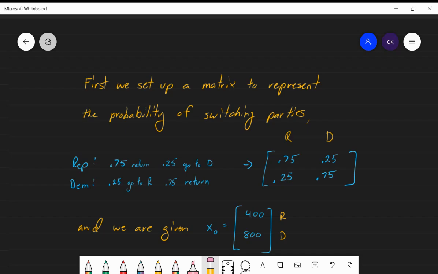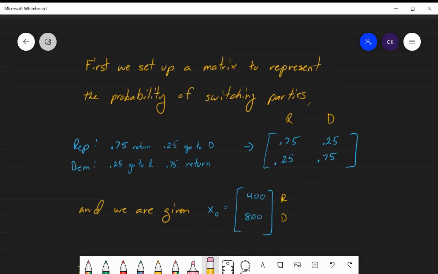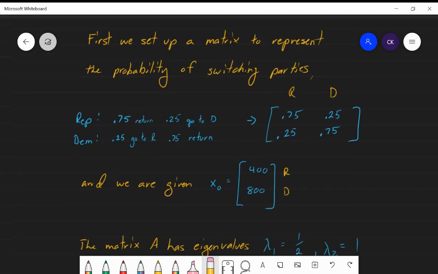Okay, so let's just walk through the solution for this example together, just to see if this is more helpful for you. So we set up our initial matrix A, and that matrix is going to come from the specific details that are given in the problem here. So we have some information about what percent of Republicans and Democrats return or go to the other party. And from that, we can create our matrix A.